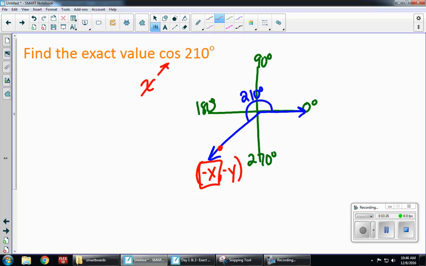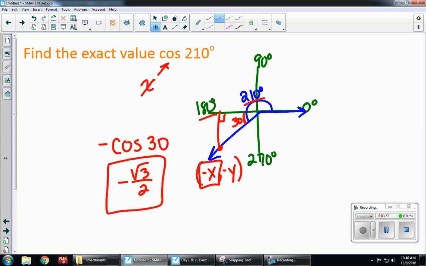I want to find my reference angle because in order to use my chart, I have to have 30 degrees, 45 degrees, or 60 degrees. So if I were to draw a triangle, this little piece in here from 180 degrees to get me to my terminal side of 210 is going to be 30 degrees. So I'm going to have negative cosine of 30 degrees. The cosine of 30 degrees from your chart is radical 3 over 2. So my answer is negative radical 3 over 2. And that's how you find exact trig values.